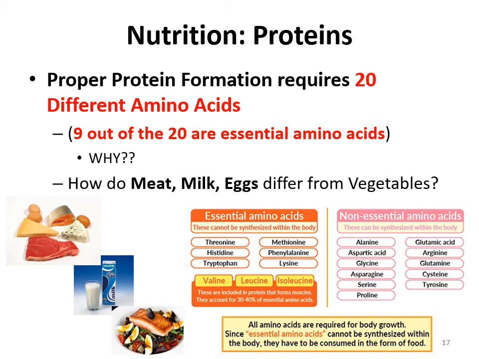Now, good sources of proteins are meat, milk, and eggs, because unlike vegetables, meat, milk, and eggs are food sources for all 20 amino acids, whereas vegetables tend to be missing at least one of the essential amino acids. And that's why vegetarians and vegans need to make sure that they combine their plant products properly in order to obtain all of the amino acids they need.